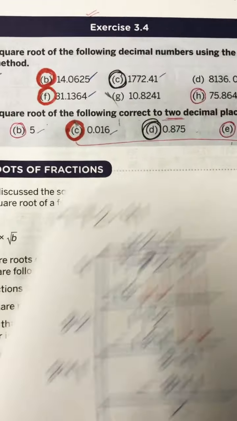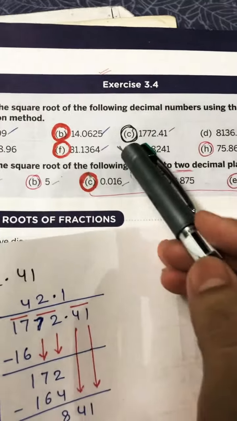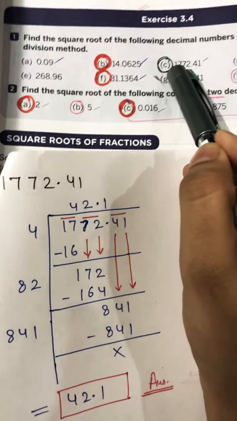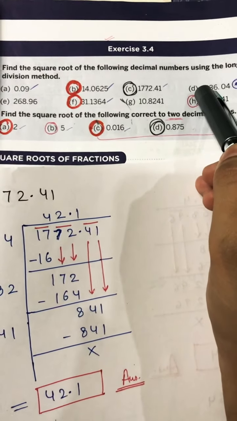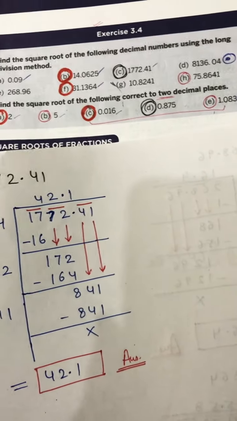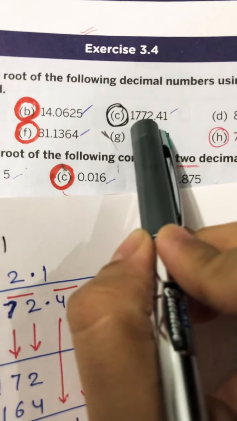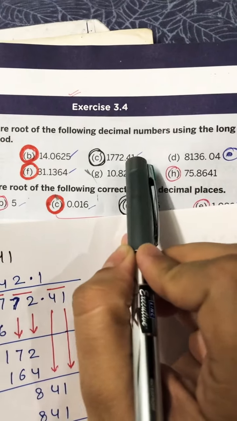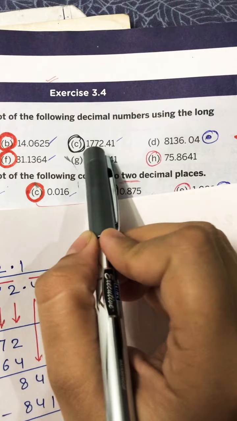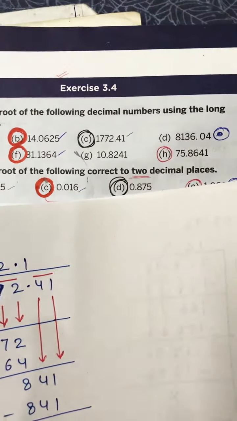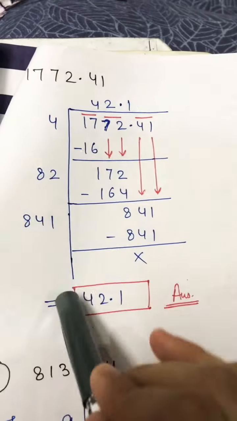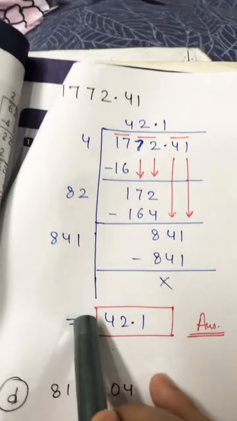Then we have discussed some parts in the class. Part number C we have discussed, part number D we have discussed. So now I am discussing part number C with you. Part number C is 1772.41. Now write it here.